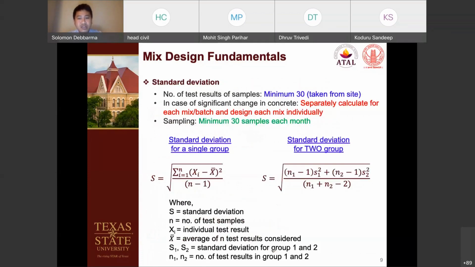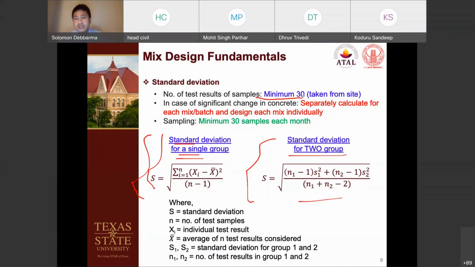Now another thing is, how do we calculate the standard deviation? IRC has recommended two equations, and we can use these to calculate it. This one is the standard deviation for a single group, which means that if the mix is coming from a single batching plant or a ready mix plant with no variation, we can use this equation. But if the mix is coming from two different batching plants, we can use these equations to determine the standard deviation. For determining the standard deviation, we require a minimum of 30 samples, from a statistical point of view.